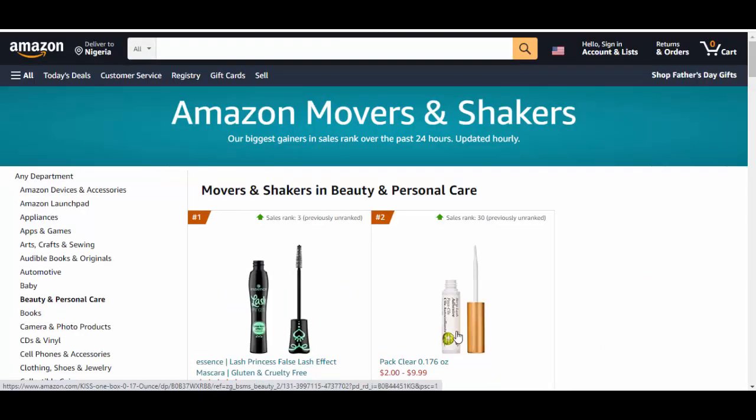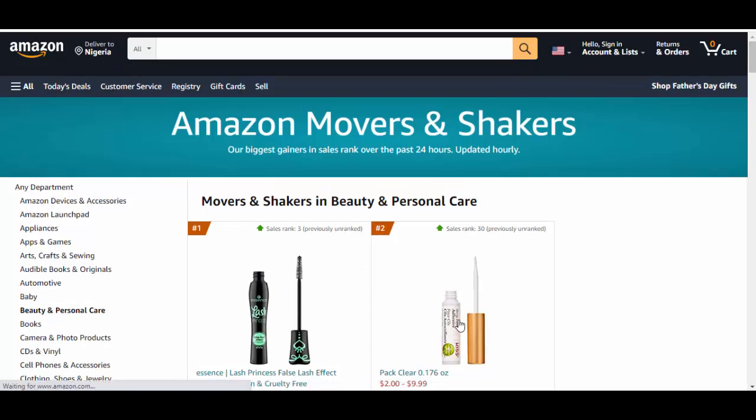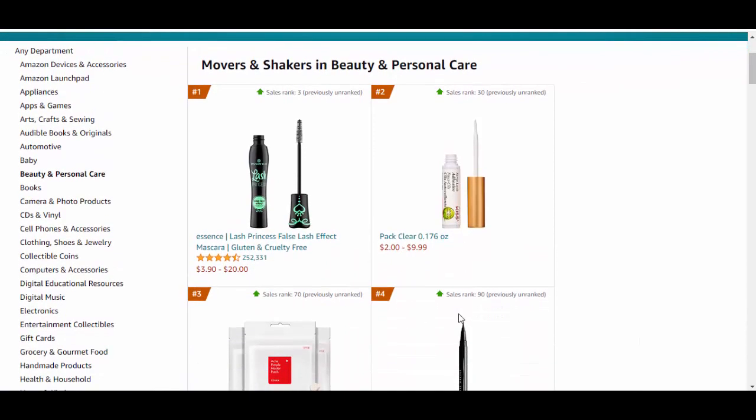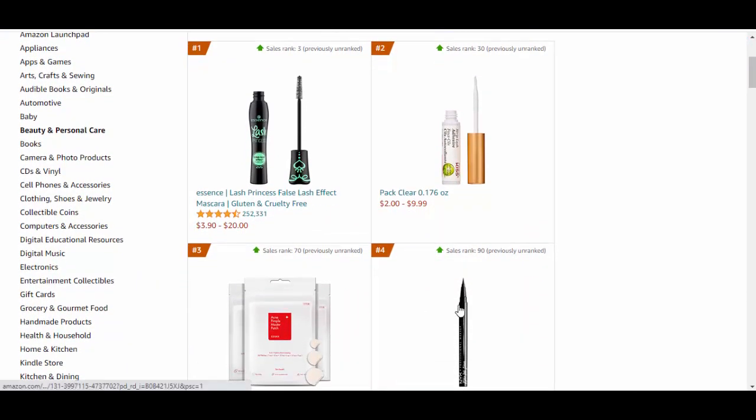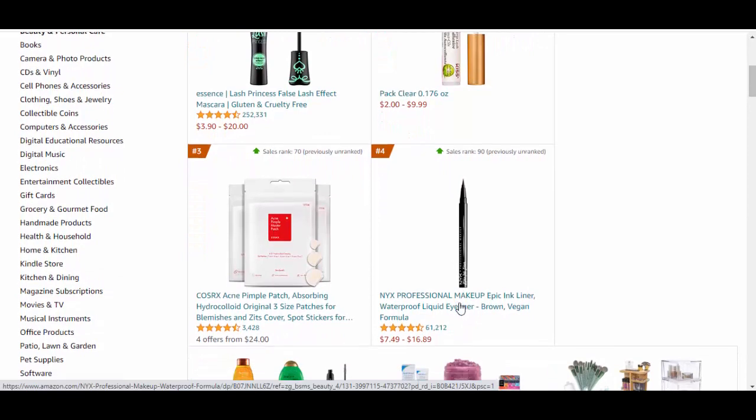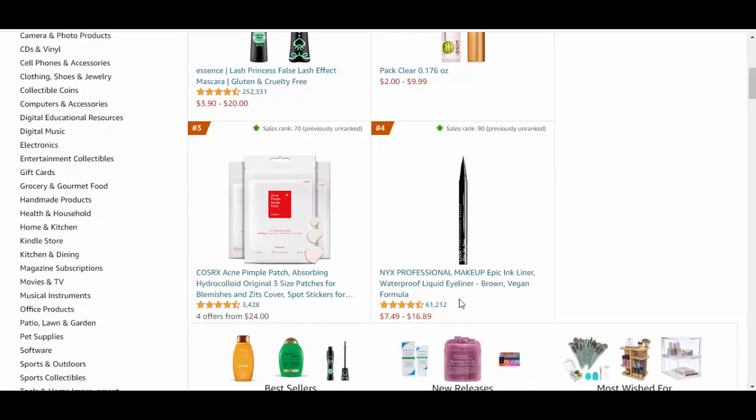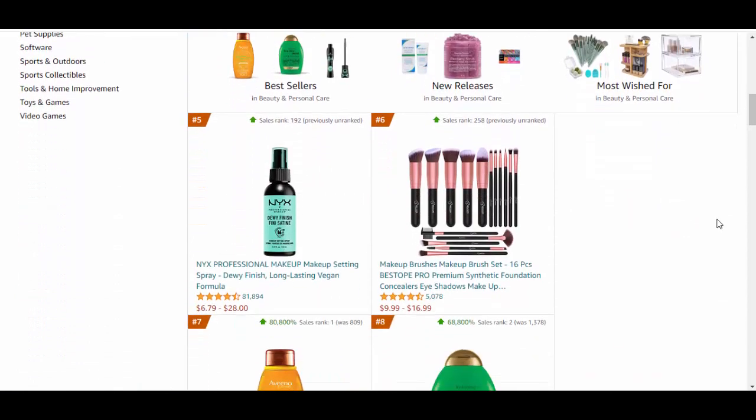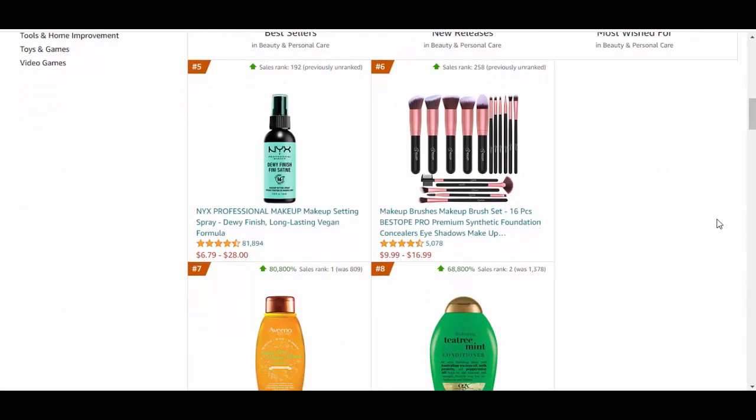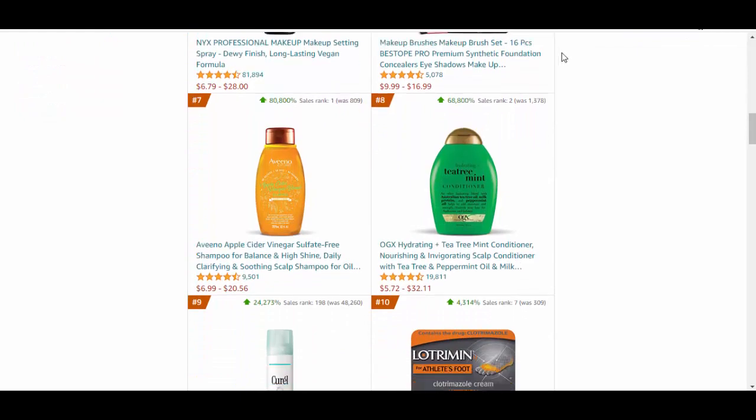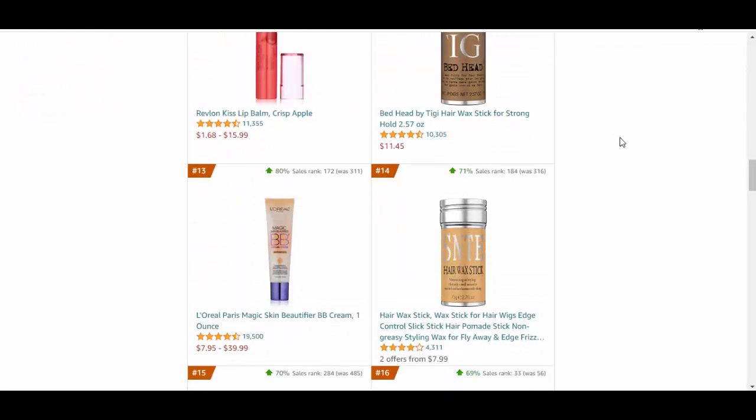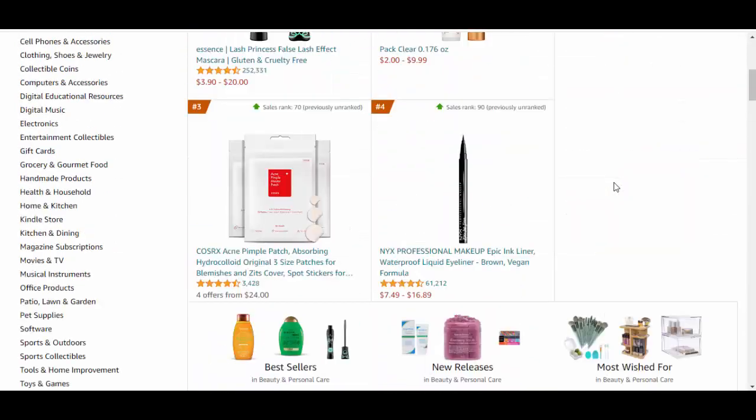Another thing you also want to look at is the movers and shakers. This tells you the products that have been bought in the last 24 hours. How many products have been bought in the last 24 hours? Right here, you can see the type of products that people are buying, right? This will give you an idea of what you should be looking at yourself.